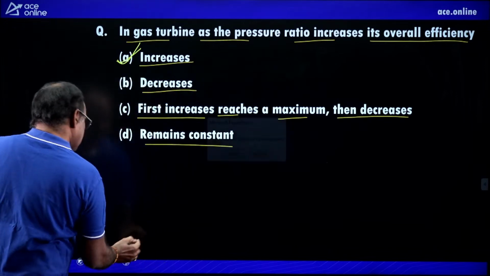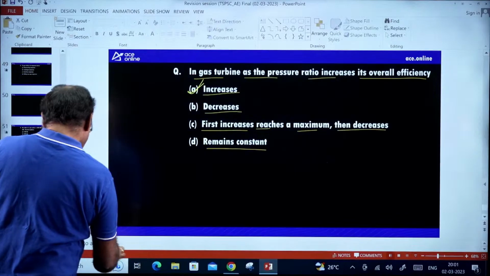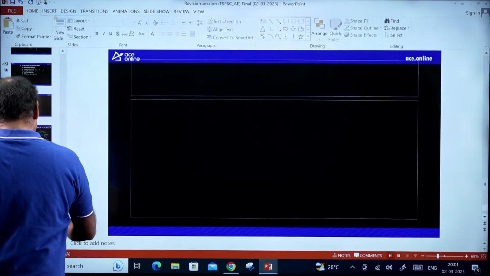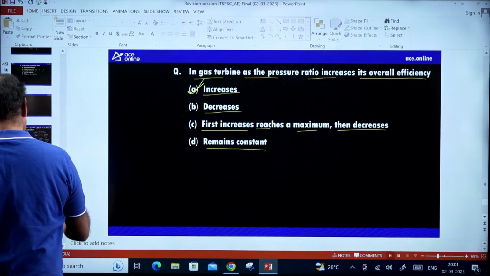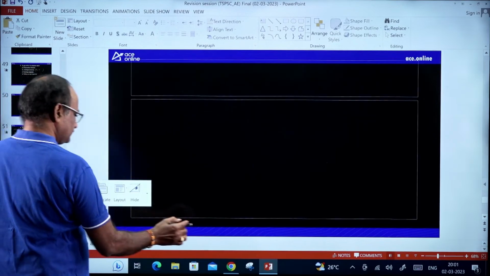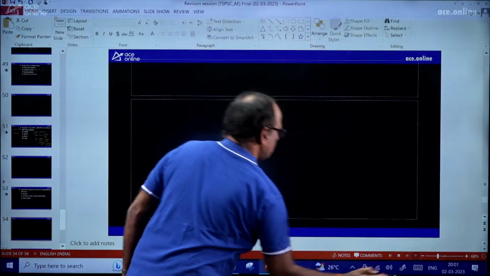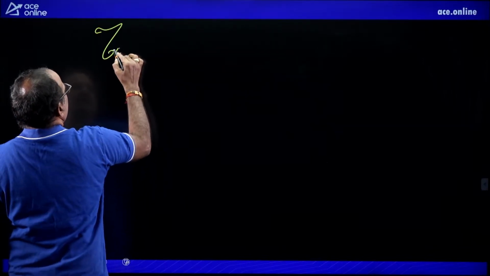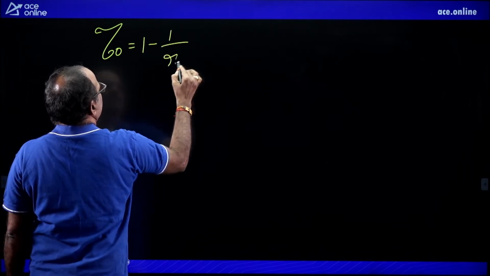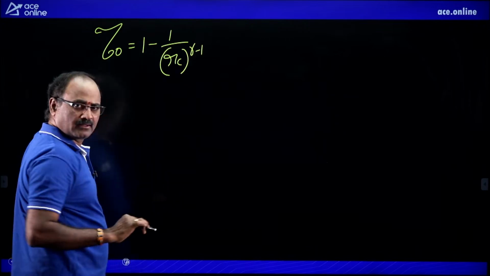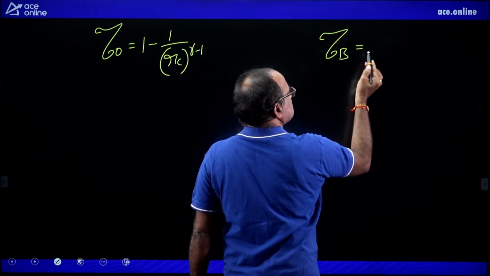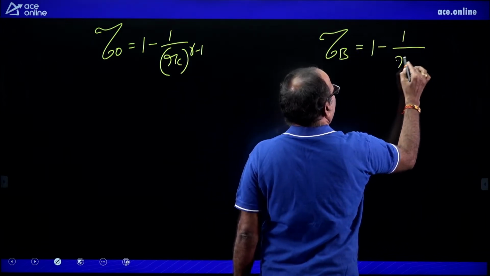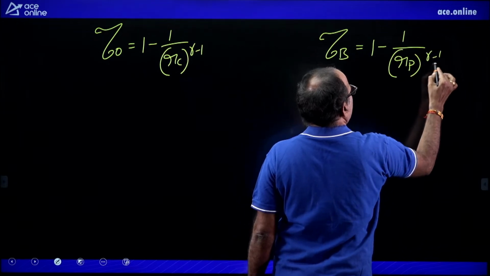And one more important piece of information at this level: dear friends, remember, as you know, the Otto cycle efficiency is equal to 1 minus 1 by compression ratio power gamma minus 1. Whereas the Brayton cycle efficiency is equal to 1 minus 1 by Rp power gamma minus 1 by gamma.